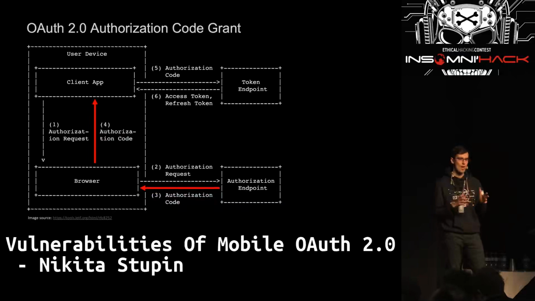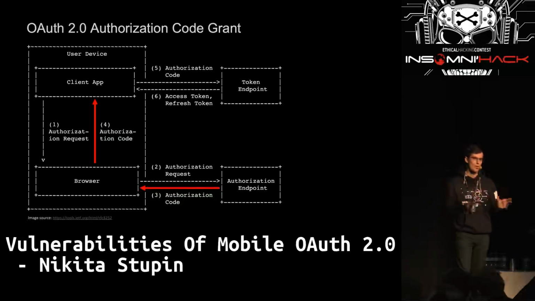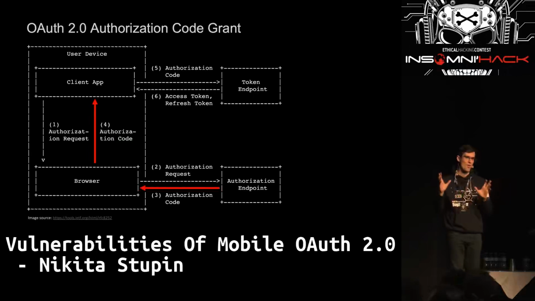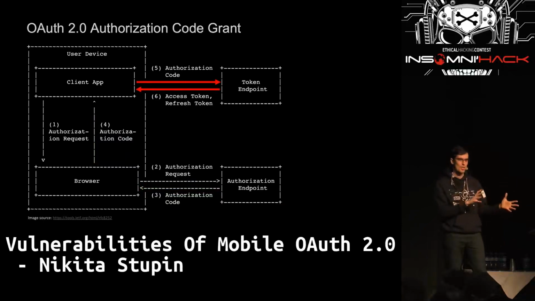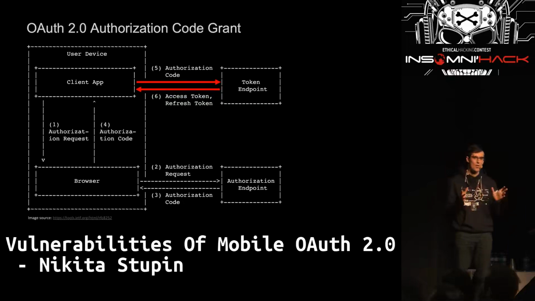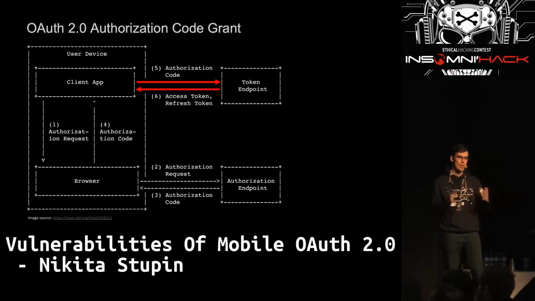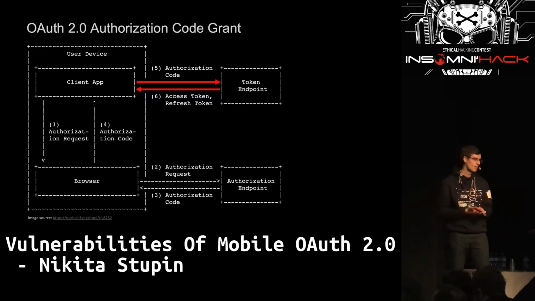Usually it's done by 2 redirections. The first redirection is from the server to the browser, an ordinary HTTP redirection, and the second one is a magic redirection from the browser to the client app. And step 3, exchange the authorization code for an access token. And that's it. Now, using the access token, the mobile app can just go to the server and access user data.